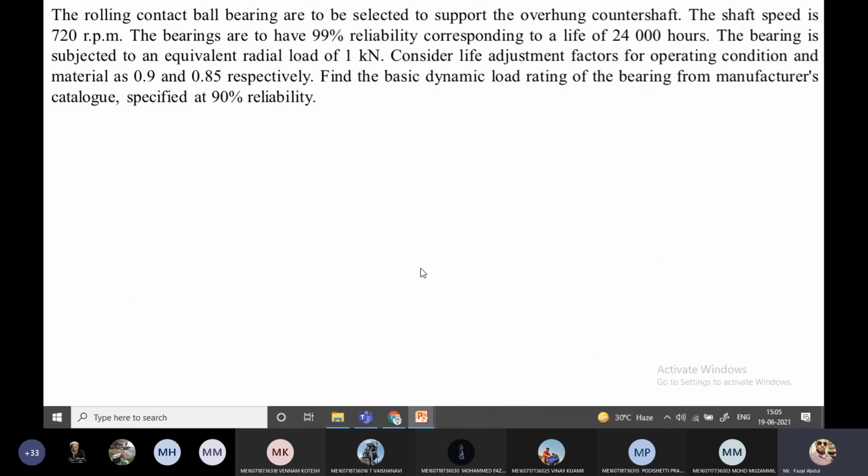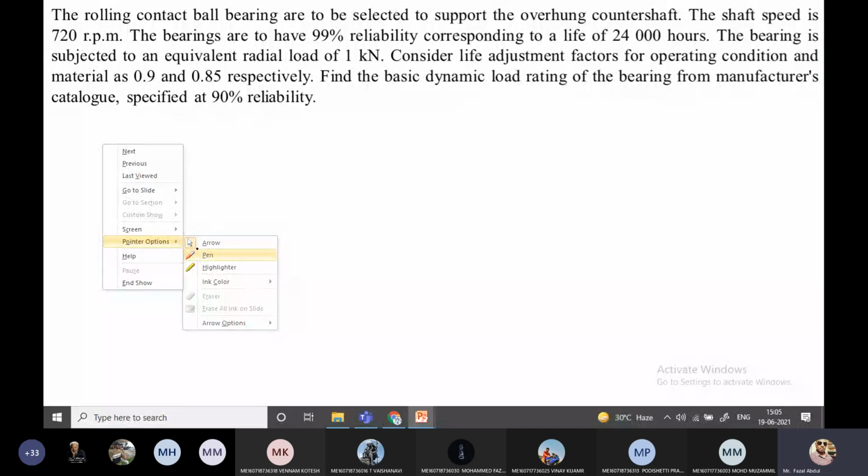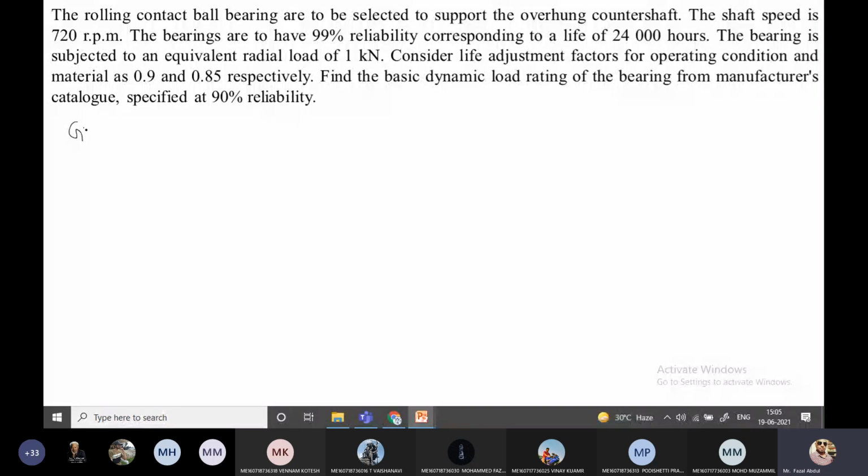So see here, I'm writing the given data. Rolling contact bearings are to be selected to support an overhang crankshaft. The shaft speed is given as 720 rpm. The bearings are to have 99% reliability.